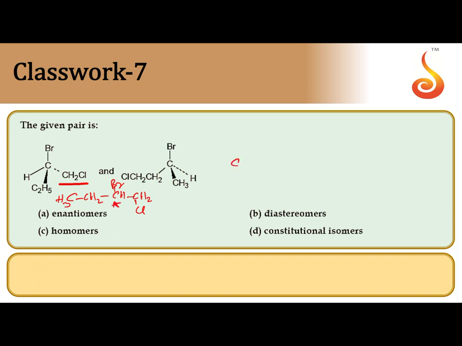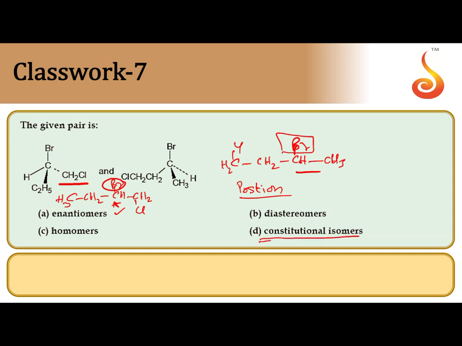Next one, CH2Cl, CH2, CHBr, CH3. You observe these two are position isomers because the position of bromine is changed. Once it is on the second carbon, once it is on the third carbon. That's why these two are position isomers, structural isomers, not at all optical isomers. So they are constitutional isomers. Structural isomers are also called constitutional isomers. So the answer is D.